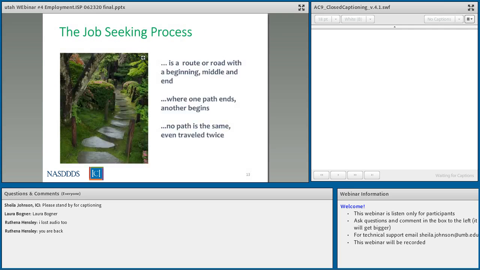We love putting some of these pictures and references in here, because if you look at this path, the job-seeking process for anybody, and many of us in our lifetime, is a road or route with a beginning, a middle, and usually an end somewhere. It may not be the path you're going to stay on, because then you might want to jump to a new job, and that new path begins, okay? And it's a totally different path.